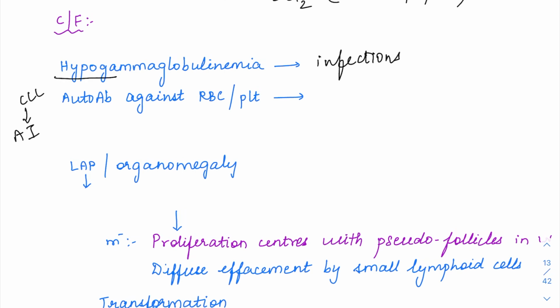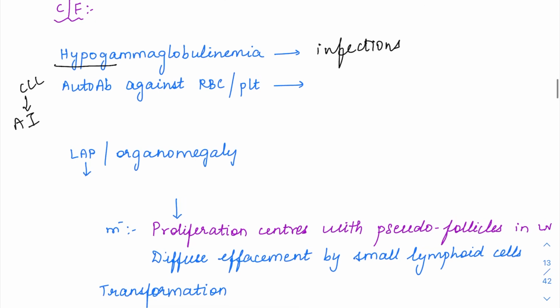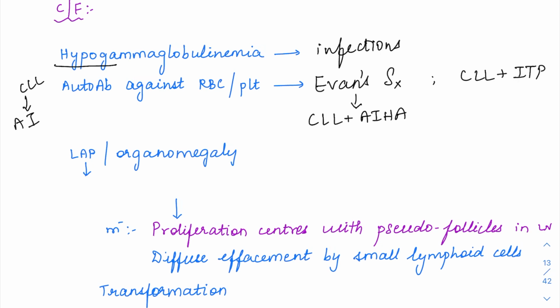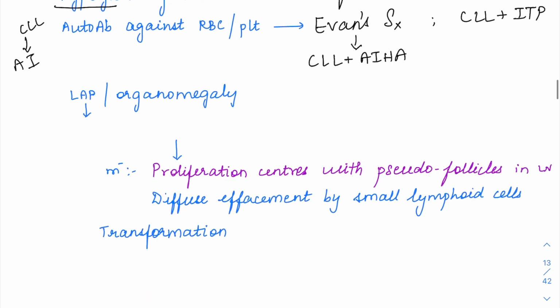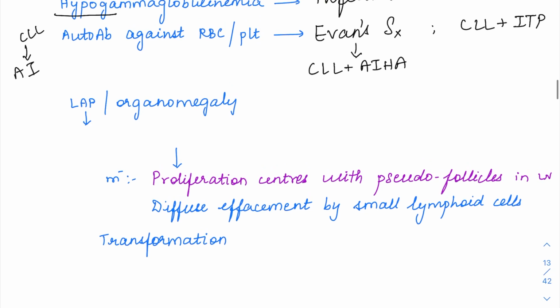Because of this hypogammaglobulinemia, there is going to be some kind of dysregulation in the formation of the immunoglobulins, and they tend to form autoimmunoglobulins. Okay. So we have something called Evans syndrome. Evans syndrome is nothing but CLL plus autoimmune hemolytic anemia. Apart from that, CLL can also be associated with immune thrombocytopenic purpura. So that is autoimmune platelet dysfunction, right? Platelets are going to be lost because of the autoantibodies. Then the patients can have generalized lymphadenopathy and organomegaly as well.